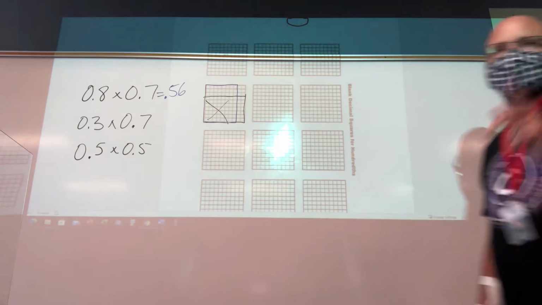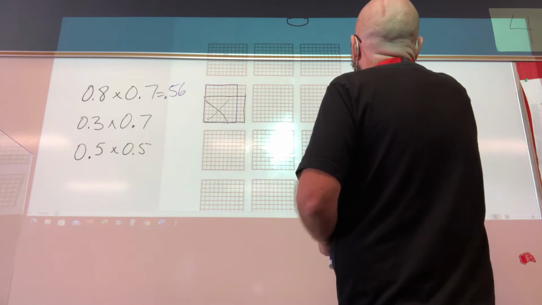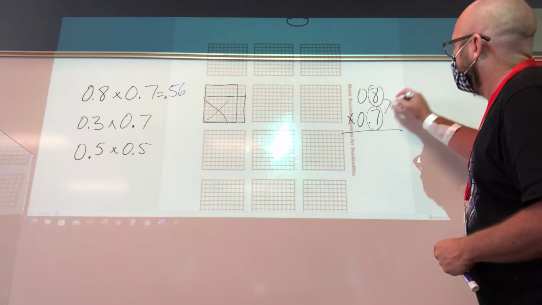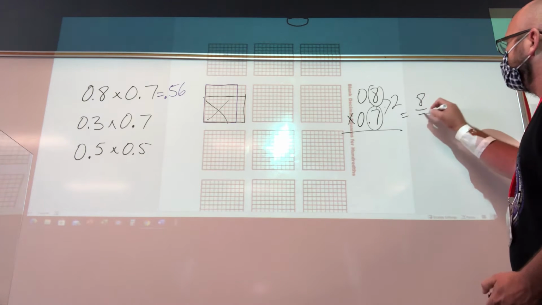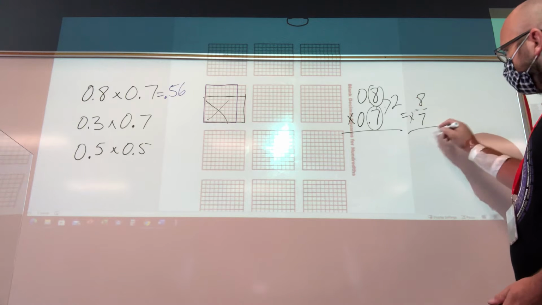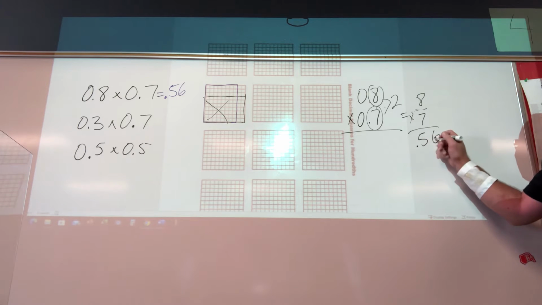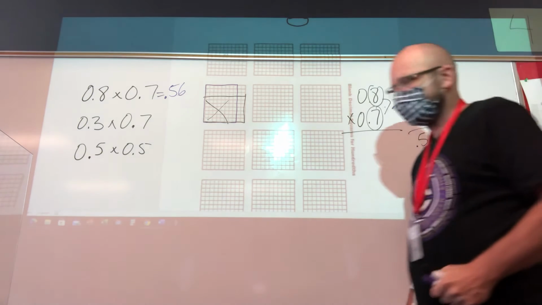Now if I did the standard algorithm, I would have 8 tenths times 7 tenths. I would know there are 2 numbers behind my decimal. I would rewrite it without the decimal points. 8 times 7 is 56. There has to be 2 numbers behind the decimal point. So the 5 has to be in the tenths place, the 6 in the hundredths place. Are we supposed to do it that way? No, I'm just showing both ways. Okay.